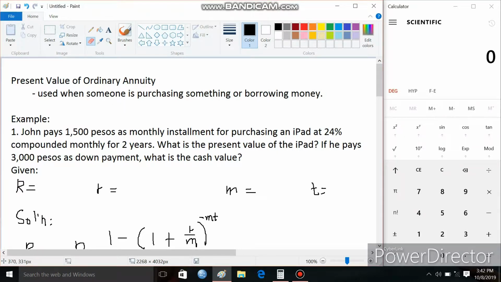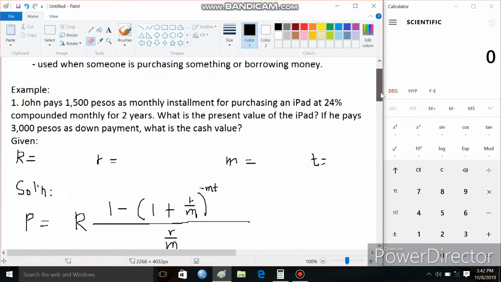Again, present value is used whenever someone is purchasing something or borrowing money. To solve this, we need to first write the given. We have the regular payment, the rate, the M or the mode of payment, and T is the time in years.